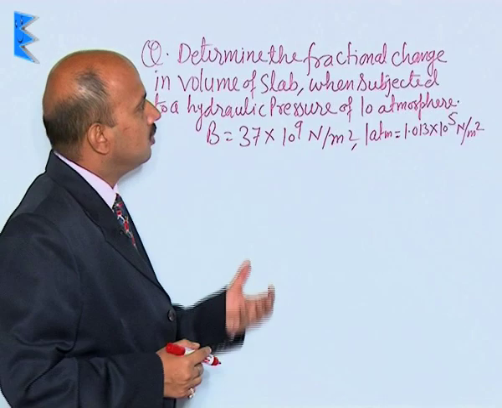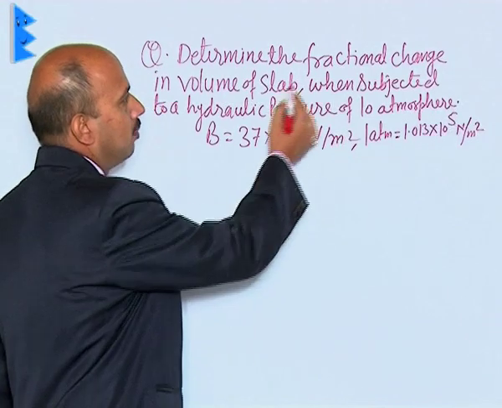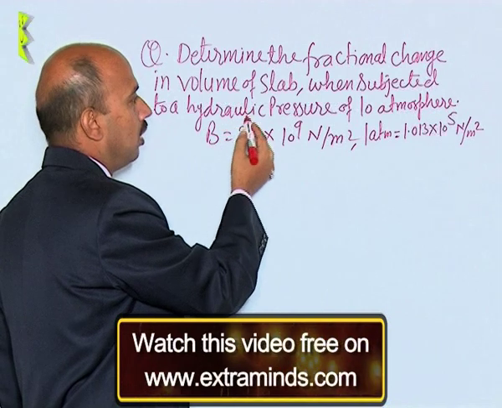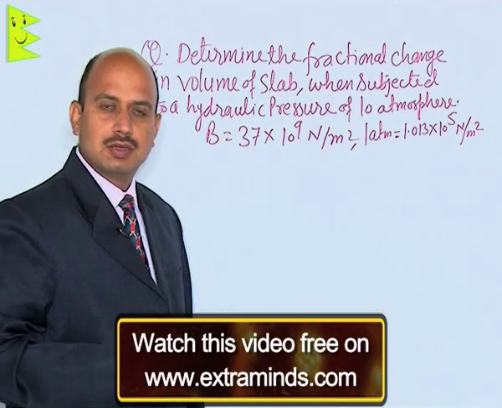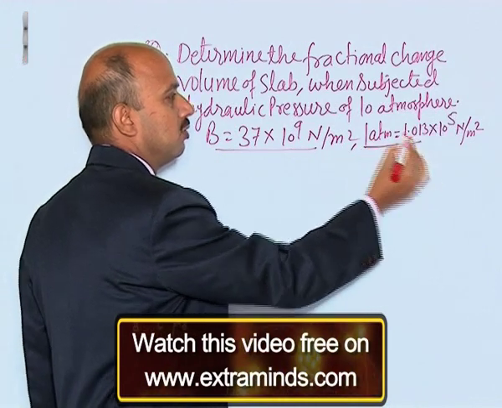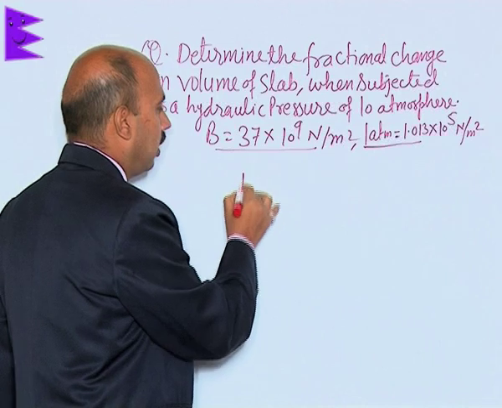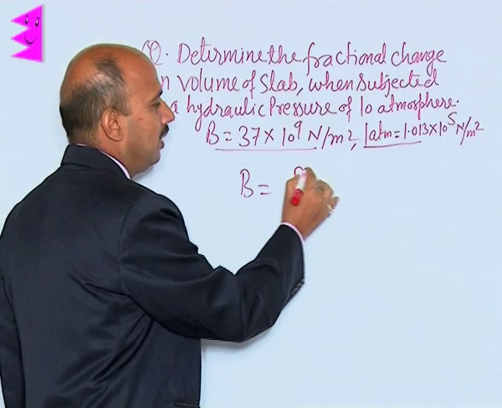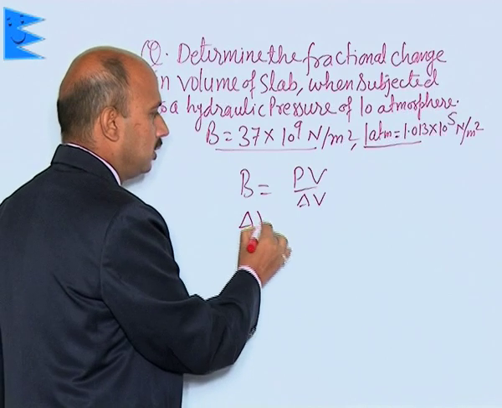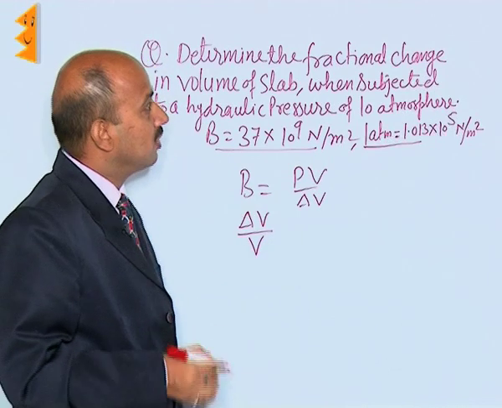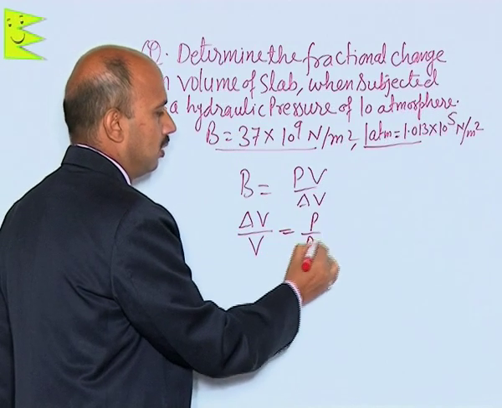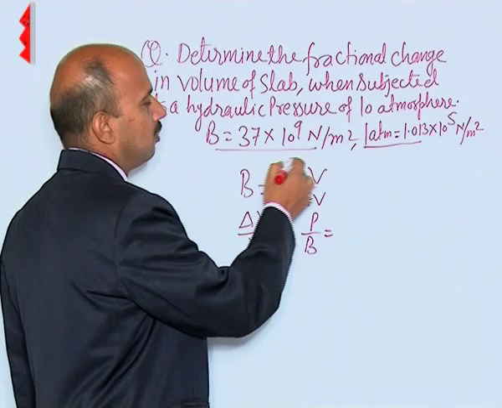Now see here, this is a question based on the bulk modulus. Determine the fractional change in volume of a slab when subjected to a hydraulic pressure of 10 atmosphere. Now B is given to you, and 1 atmospheric pressure is equal to this much, you know it. B is equal to PV upon delta V, so we can write change in volume upon V, that is the fractional change in volume, is equal to P upon B, and P is equal to 10 atmosphere.